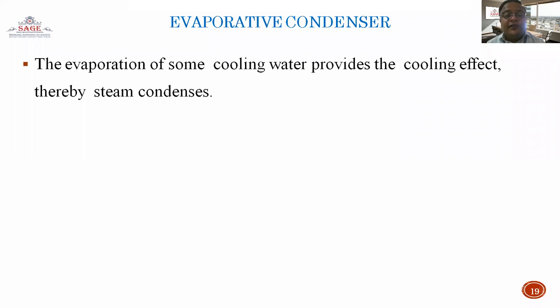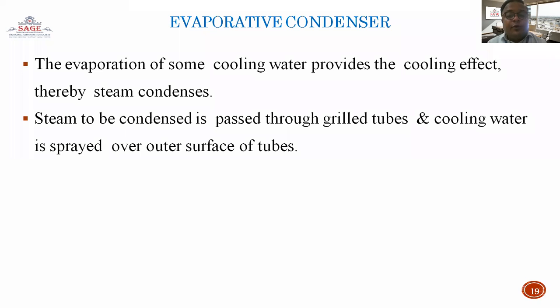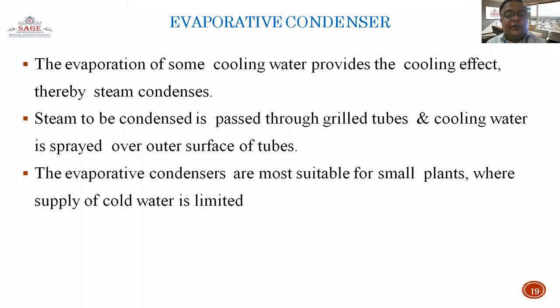In the evaporative condenser, the evaporation of some cooling water provides a cooling effect, thereby condensing the steam. The steam to be condensed passes through the grill tubes, and the cooling water is sprayed over the outer surface of the tubes. The evaporative condensers are more suitable for small plants where the supply of cold water is limited. Evaporative condensers are very suitable for small plants where the supply of cold water is limited.